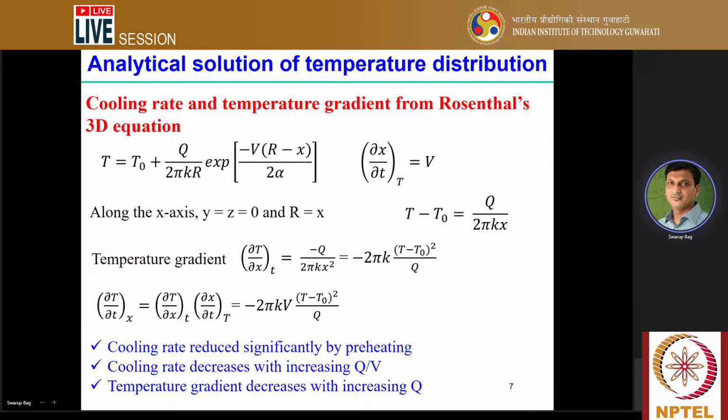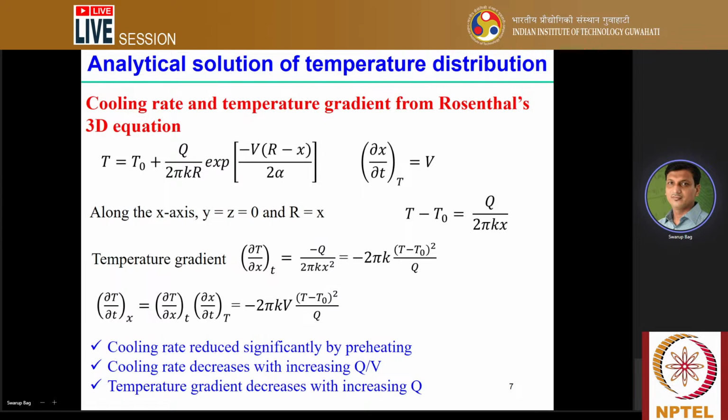Now del T by del X we have already calculated. The del T by del X is the temperature gradient. We put this value in, and del X by del t is equivalent to the welding velocity. If you put it, then we are getting minus twice pi k V (T minus T0) square by Q. This is the analytical solution of temperature distribution, assuming the Rosenthal 3D equation.